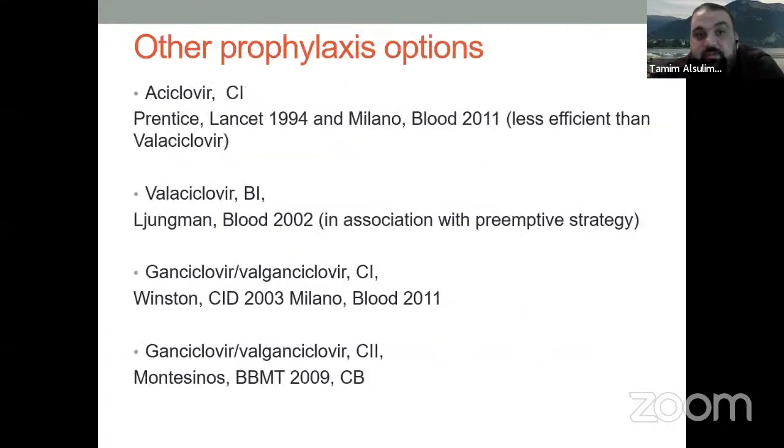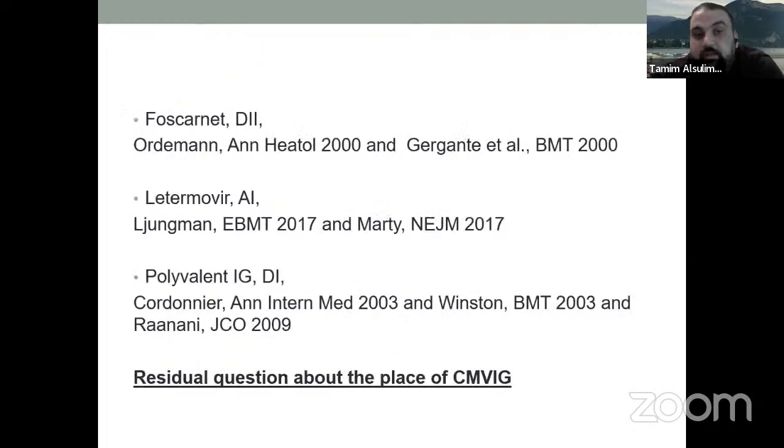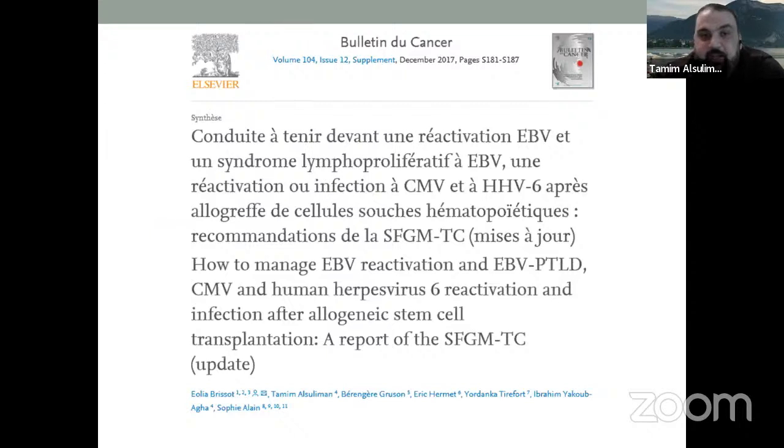Other prophylaxis options included acyclovir, valacyclovir, ganciclovir, and valganciclovir, with different levels of recommendation, as you can see here. It included also foscarnet and the polyvalent IG. But the residual question was also about the place of CMV IG, with a question mark to be resolved later.